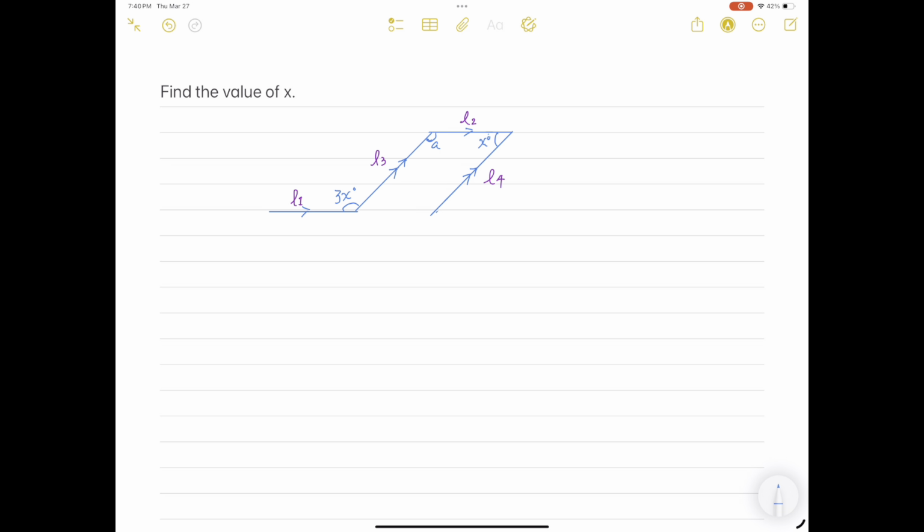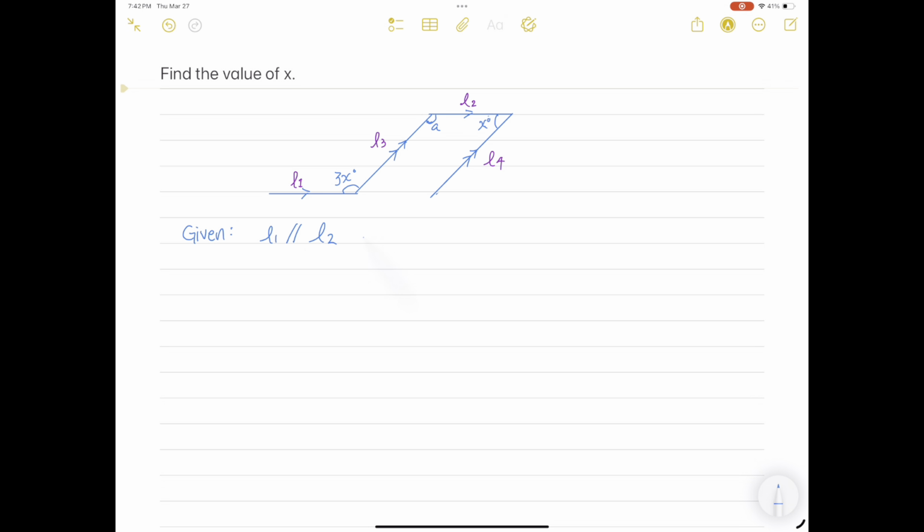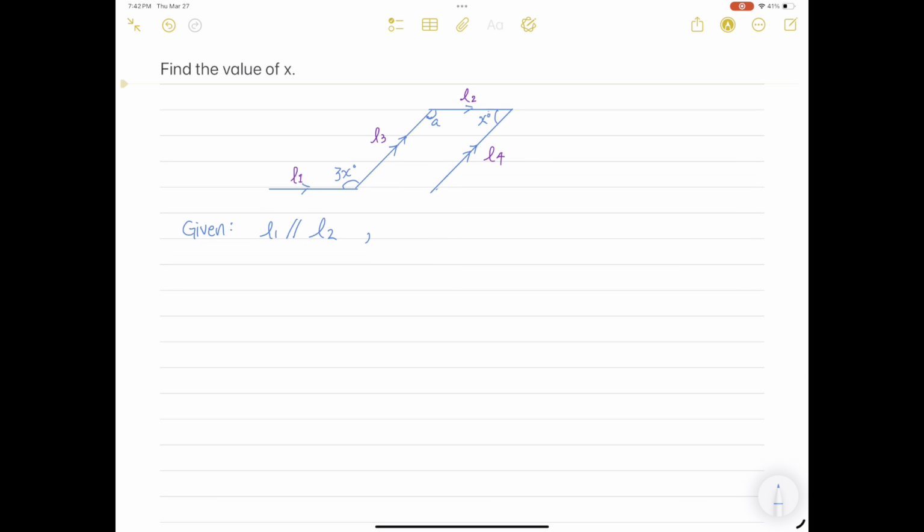Find the value of x. From the figure, we see that line 1 and line 2 are parallel to each other, and line 3 and line 4 are also parallel to each other. So I write that down as a given. Line 1 is parallel to line 2, so angle 3x and angle A are alternate angles because line 3 is actually a transversal that cuts the two parallel lines, line 1 and line 2. Therefore, angle 3x equals angle A.